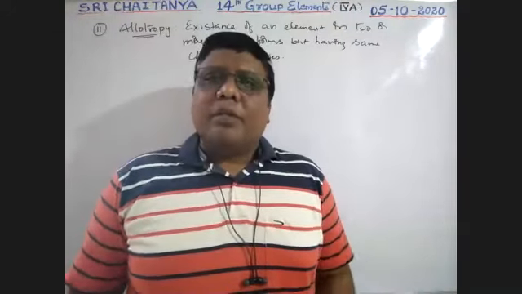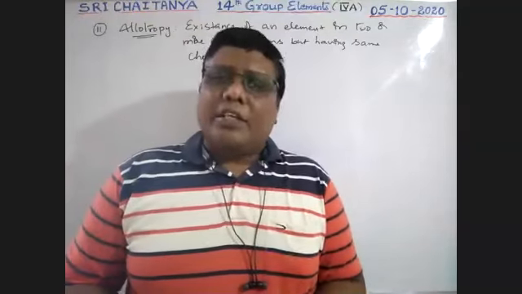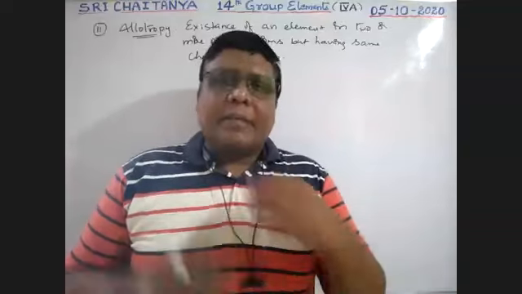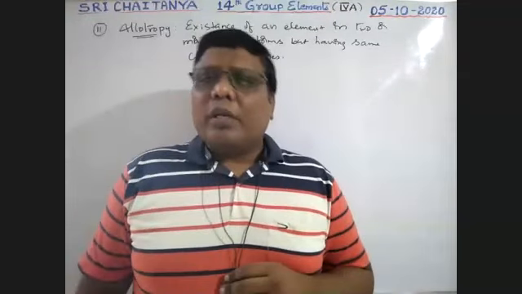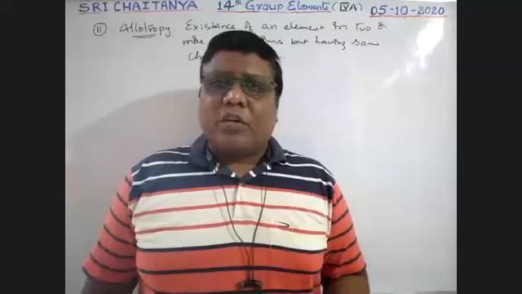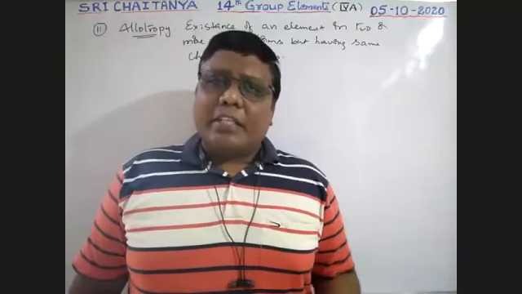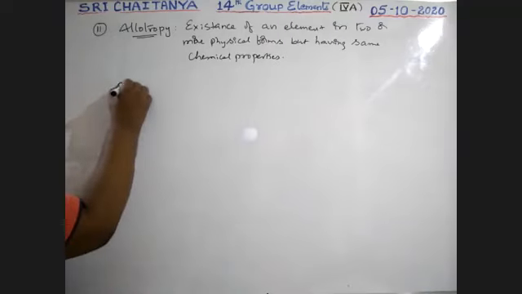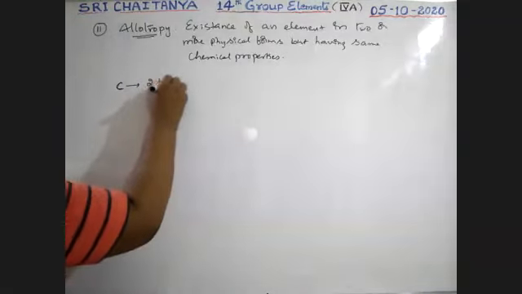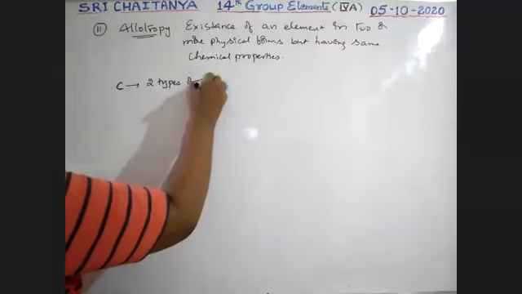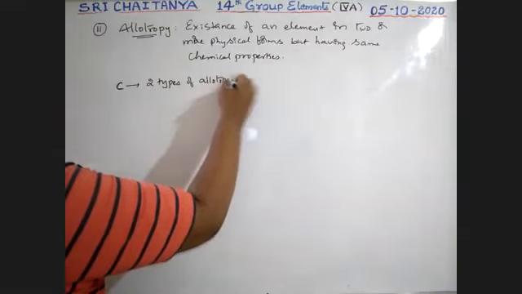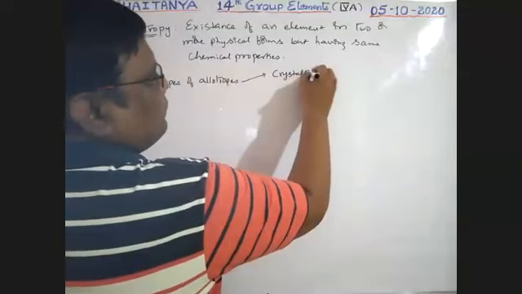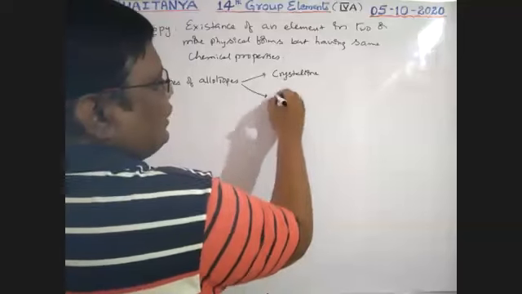So here, except that last element lead, all other elements can give allotropes. So every element except lead can form allotropes. Carbon has both crystalline allotropes and amorphous allotropes. Like that, every element has allotropes. First, let us observe one by one. So carbon has 2 types of allotropes. What are those? One is crystalline allotropes and the other one is amorphous allotropes.